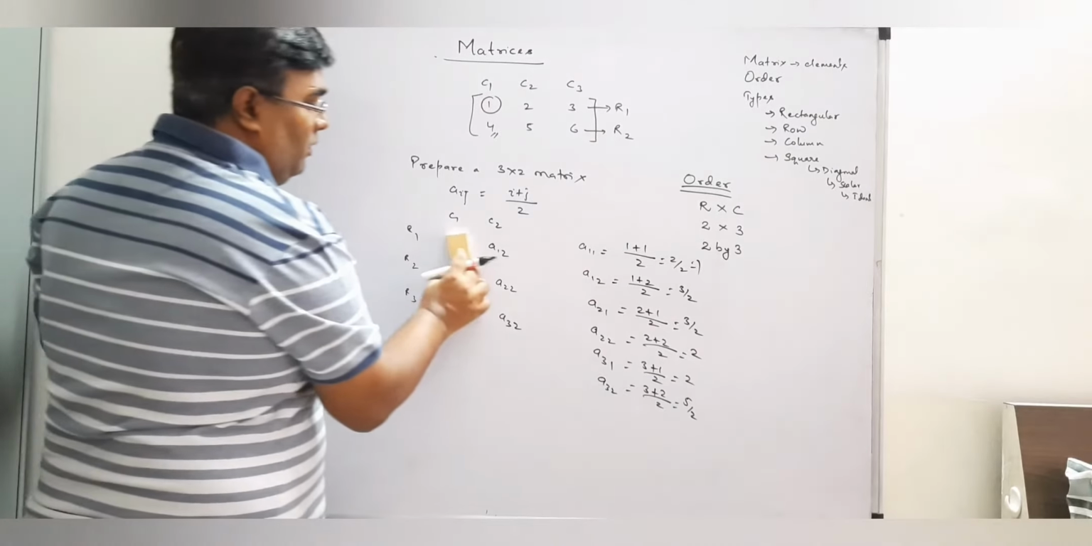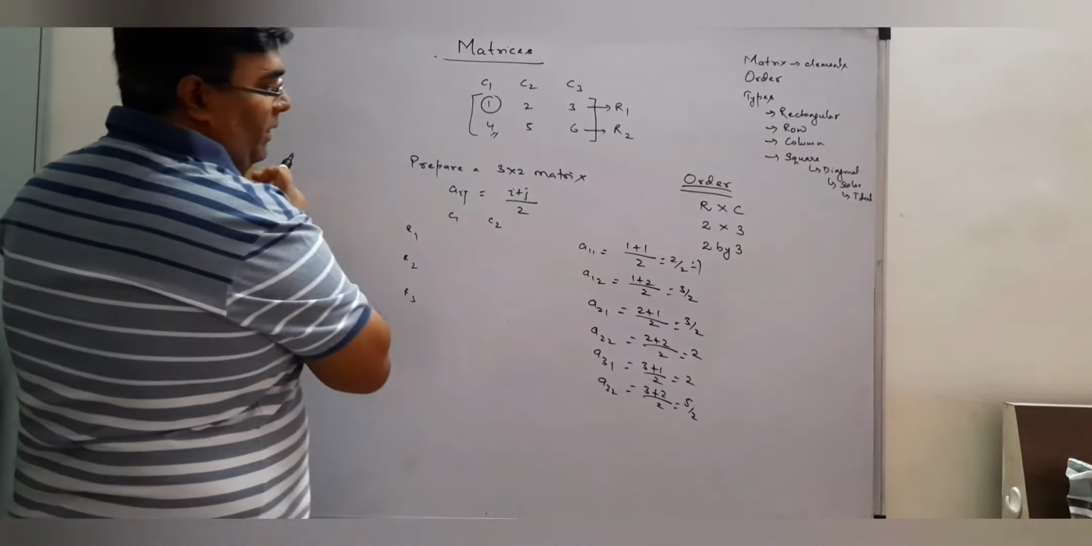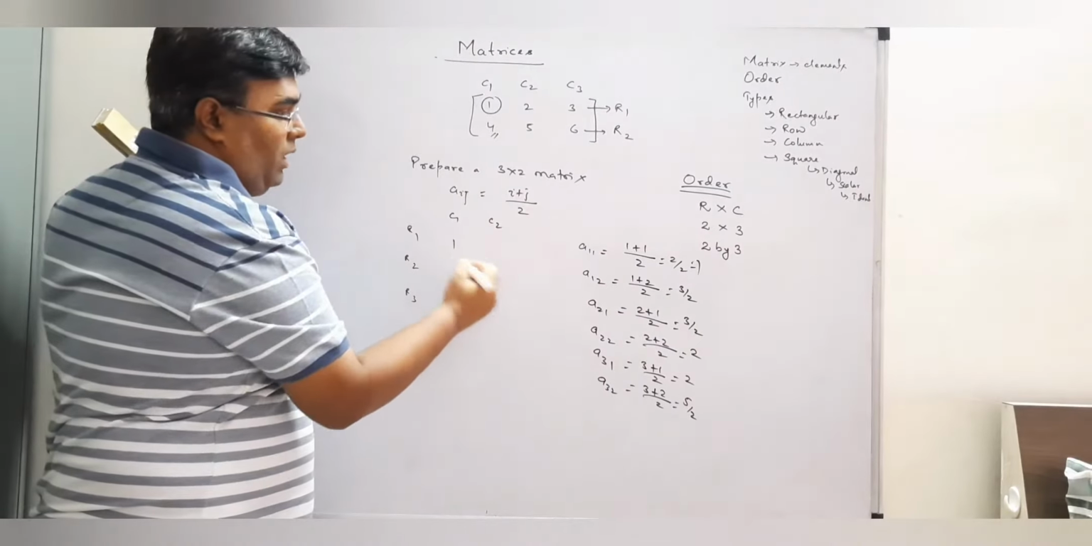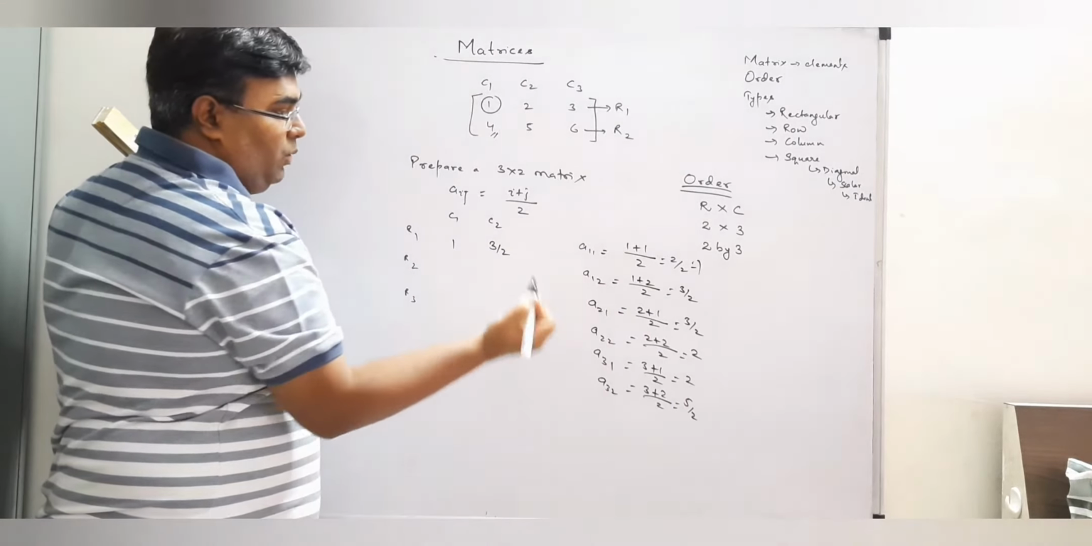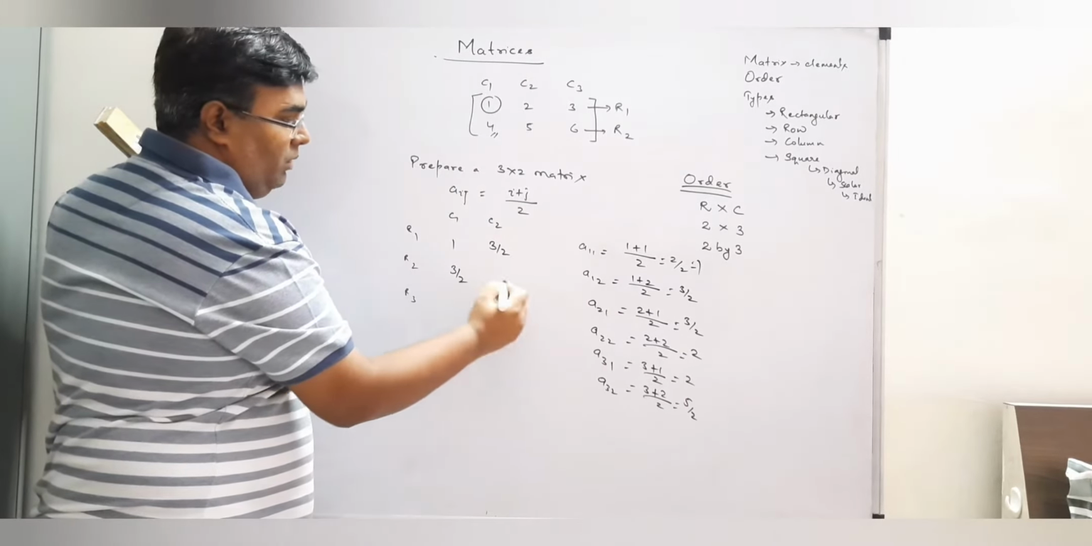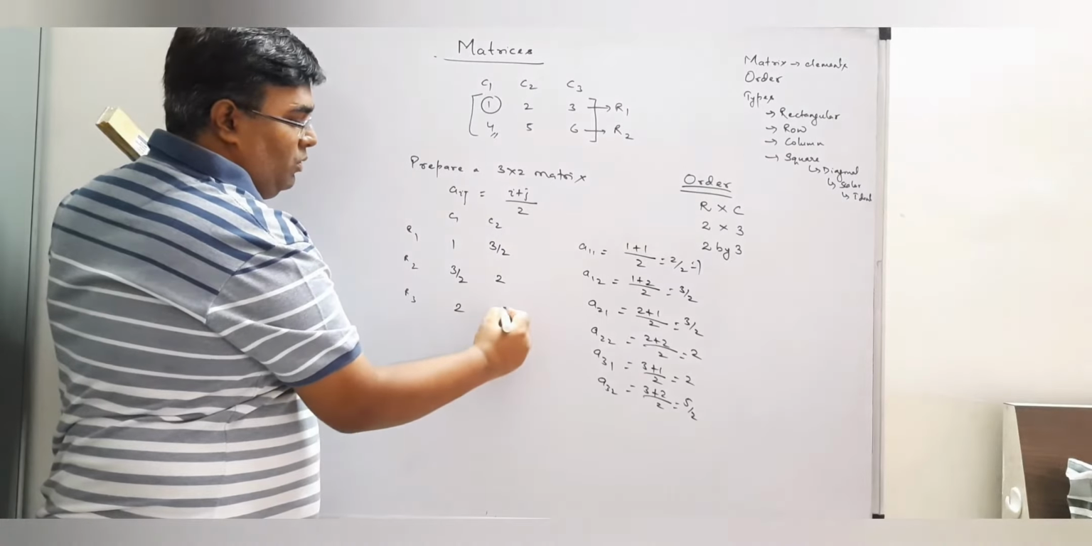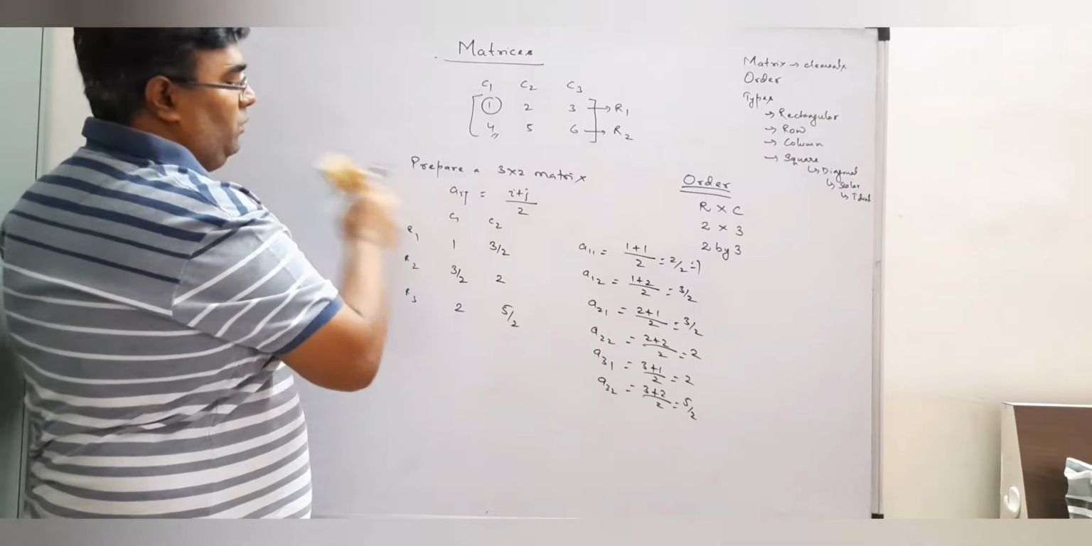So what we can do is make the matrix. That is 1, 3 by 2, this is also 3 by 2, this is 2, this is 2, and this is 5 by 2.